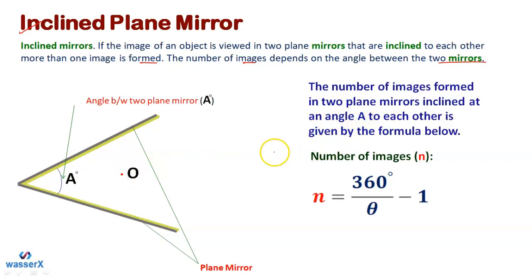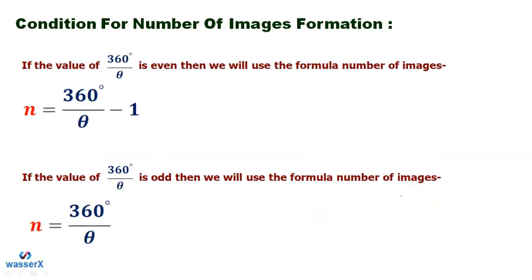We have a very important formula for finding the number of images, right? The number of images formed in two plane mirrors inclined at an angle of theta degrees to each other is given by the formula n = 360 degrees upon theta minus 1. Here theta is the angle between the two plane mirrors and n is the number of images. We simply divide 360 by theta and subtract 1 to find the number of images. But there are a few conditions, and on the basis of the conditions we'll understand this concept very well.